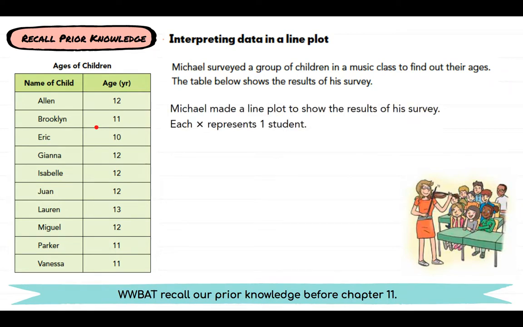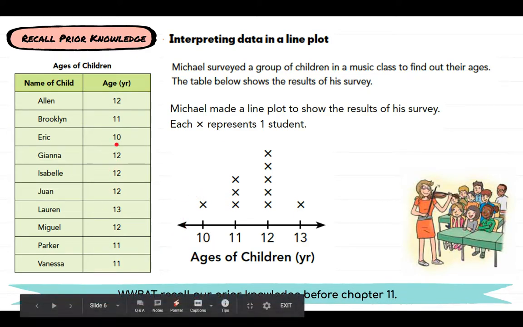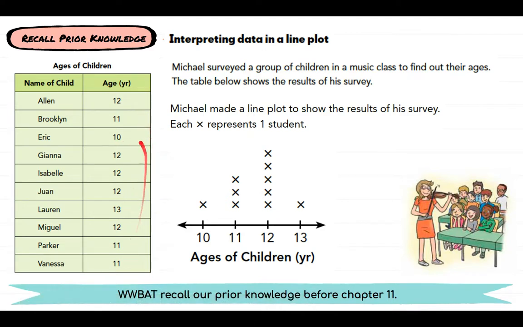Now, Michael made a line plot to show the result of his survey. Each X represents one student. You learned this in 4th grade and probably 5th grade as well. As you can see, there's one child that is 10 years old, and that's Eric. And then there are 3 children that are 11 years old: Brooklyn, Parker, and Vanessa. There are 5 children that are 12, and there's 1 child that's 13.